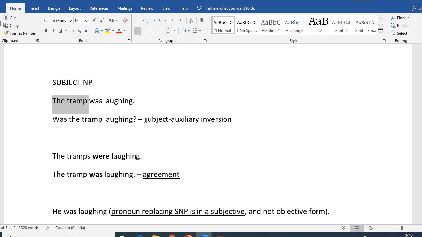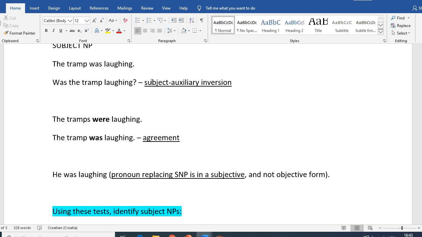But structurally speaking, we can prove if something is a subject through three tests. First, can you invert the subject and the auxiliary verb? You can say, the tramp was laughing. When you have a noun phrase that is a subject, you can make inversion. You can say, was the tramp laughing? So this is one test. And then you will always have congruence between the subject noun phrase and the verb.